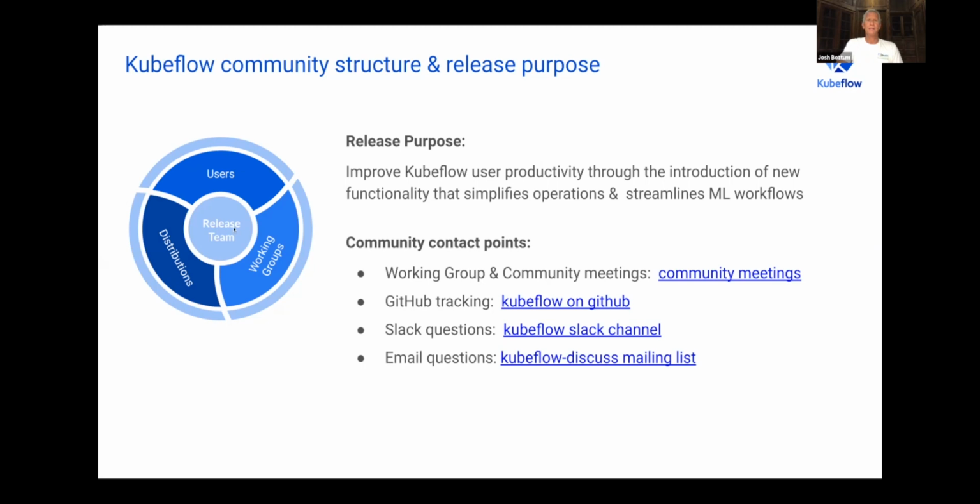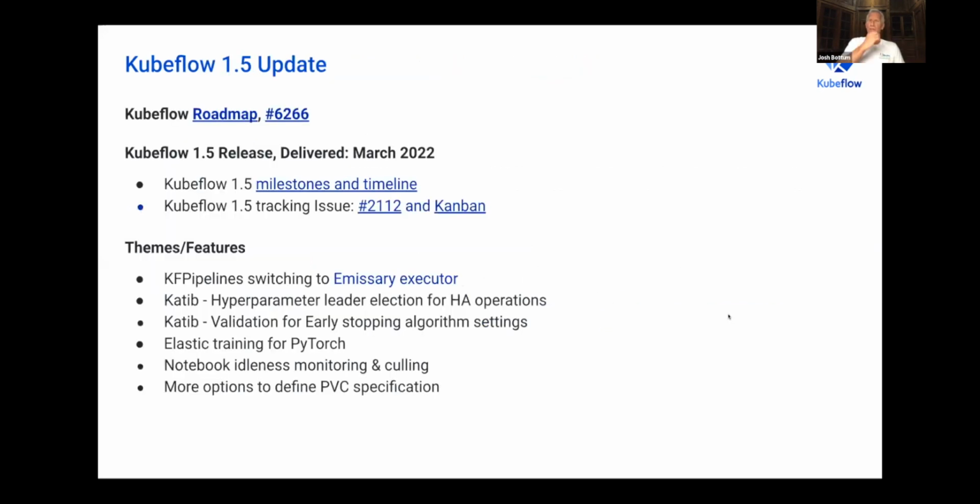And as this is in the release team, basically we work with the users to define when releases will come out. And we have community meetings every week, Tuesdays and Wednesdays. So we have working groups and we have the larger community, and we track everything in GitHub, and we have Kanban boards and Slack questions. I think we have like 7,000 Slack members now. And then we also have an email.